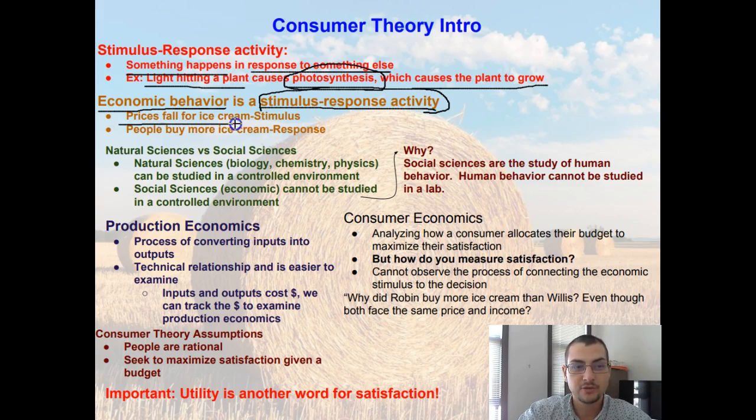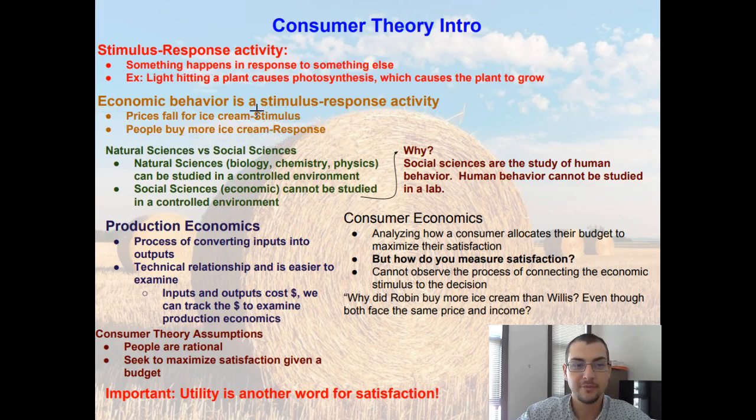So, say prices for ice cream fall. This is a stimulus. Something caused that price of ice cream to fall. Well, in response, what do people do? People buy more ice cream. It's the same thing if you're going to the store to buy something and something's on sale and they say buy 2 for 1. Well, what do you do? You buy both boxes. You buy 2 for the price of 1. Because that price was cut in half, people bought more of that particular item. So in economics, we have a stimulus response activity.